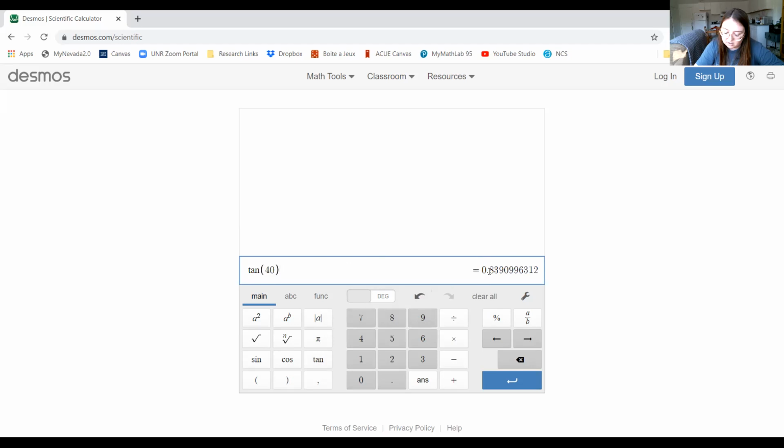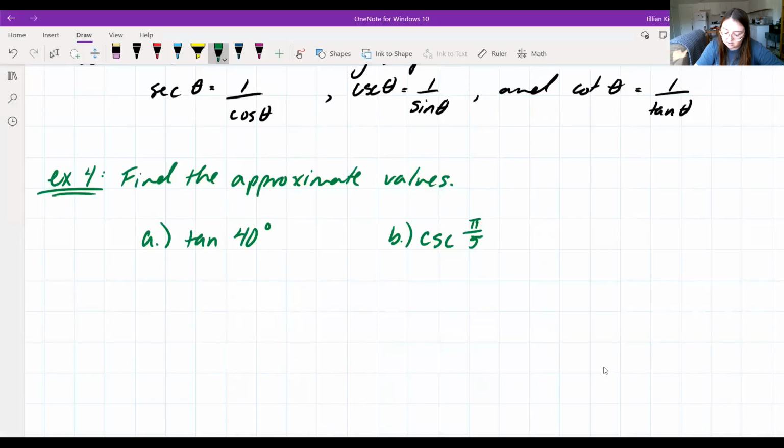And this gives us the value of 0.839099631. Because of our problem, we want to round to 2 decimal places, so in our case, we'll round up to 0.84. So let's go ahead and pop back over to our notes and write that in. So we wanted to find the approximate value of tangent of 40 degrees. We use Desmos to say that this is going to be about 0.84. It didn't actually say rounded to decimal points, but I meant to write that in. We do want to round to 2 decimal points.